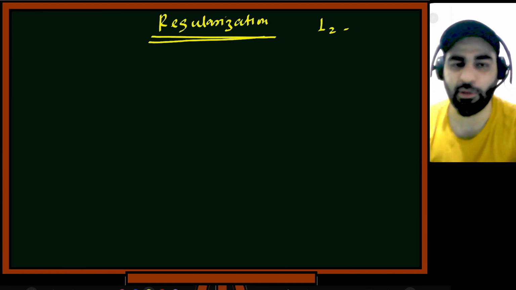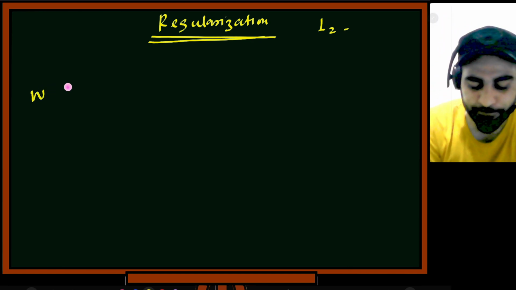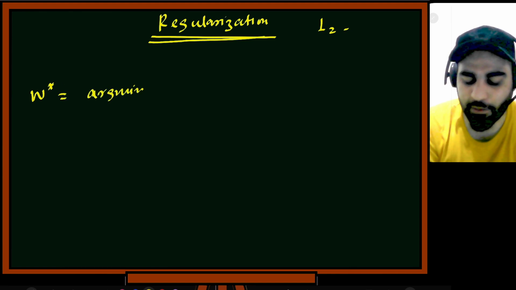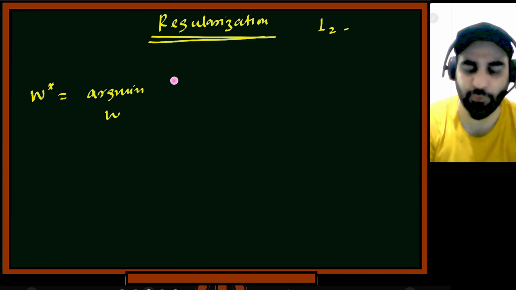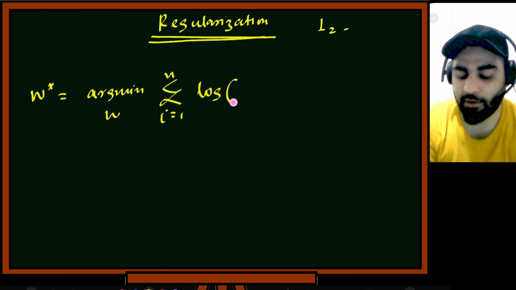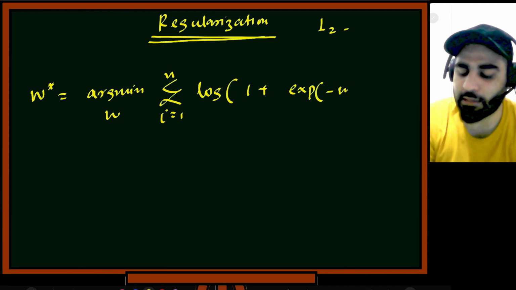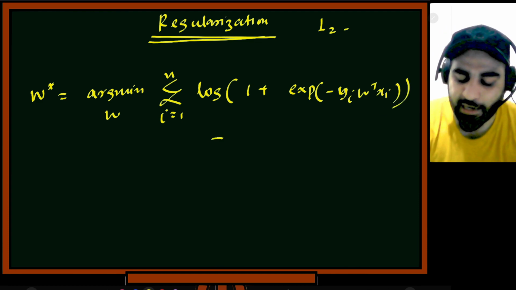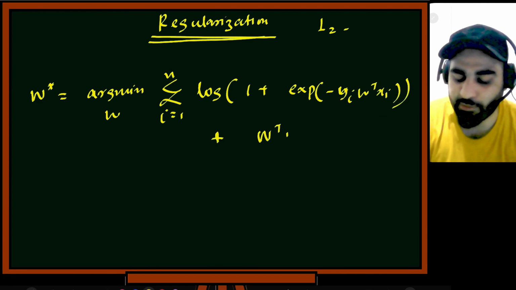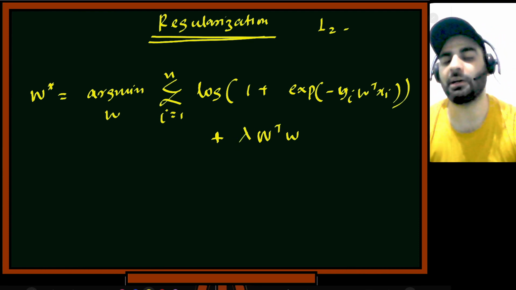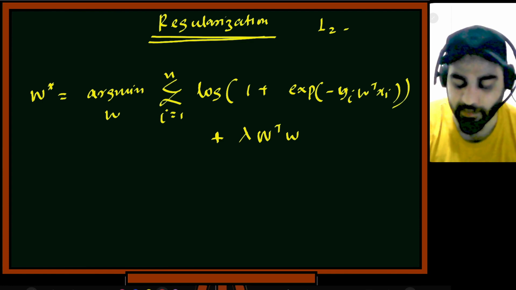So what we'll do now is one thing. W star, if we have to find this, we'll say this is arg min of W. Find such a W such that for all the points, the log of 1 plus exponent of minus yi w transpose xi should be minimized. Now I'll add this: w transpose w. I'll add this term with a lambda. So this now becomes my hyperparameter.